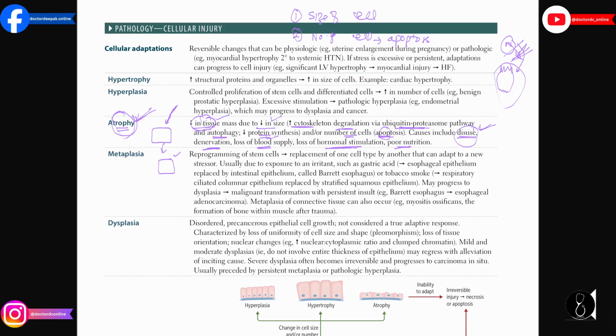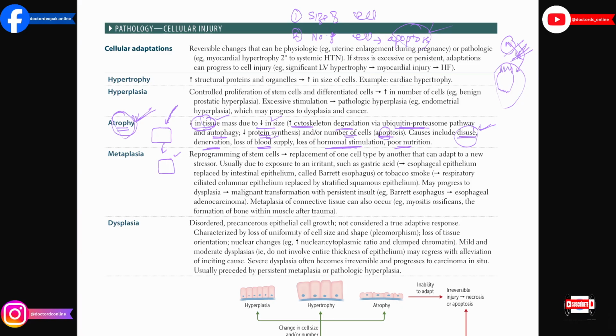The second thing they can ask: by how many mechanisms can you decrease the organ size? First one, by decreasing the size of the cell. Second, by decreasing the number of cells. Then they can ask how you can decrease the size of the cell and the number of cells. You can decrease the number of cells with the help of apoptosis. What is apoptosis? It is a cell death program.